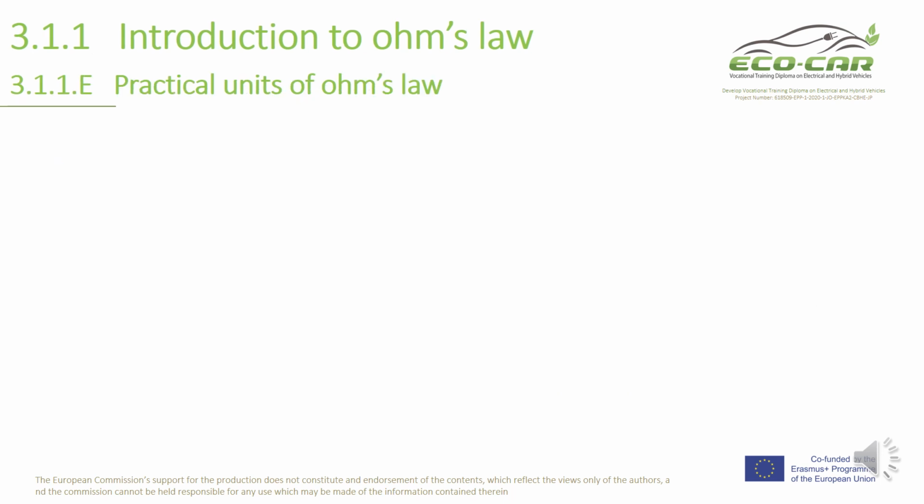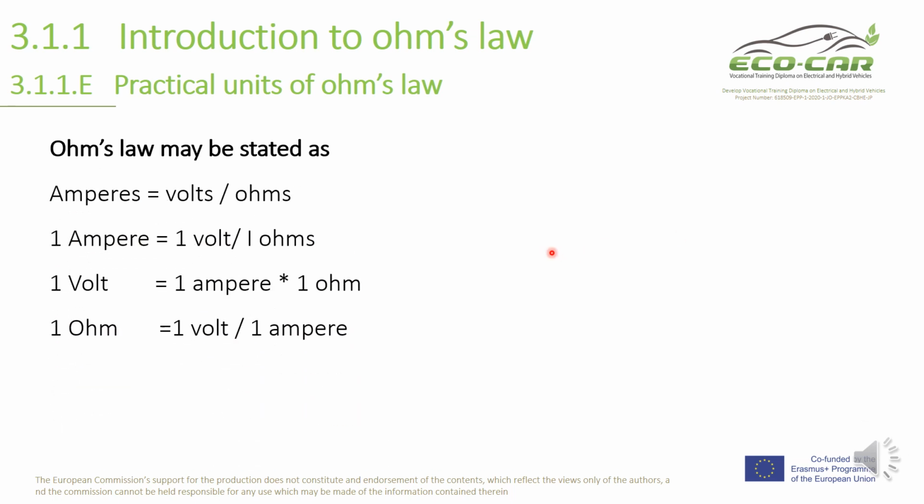Now, let's see some practical units for Ohm's law. Ohm's law may be stated as amperes equal voltage divided by ohms. 1 ampere equals 1 volt divided by 1 ohm. 1 volt equals 1 ampere multiplied by 1 ohm. 1 ohm equals 1 volt divided by 1 ampere.